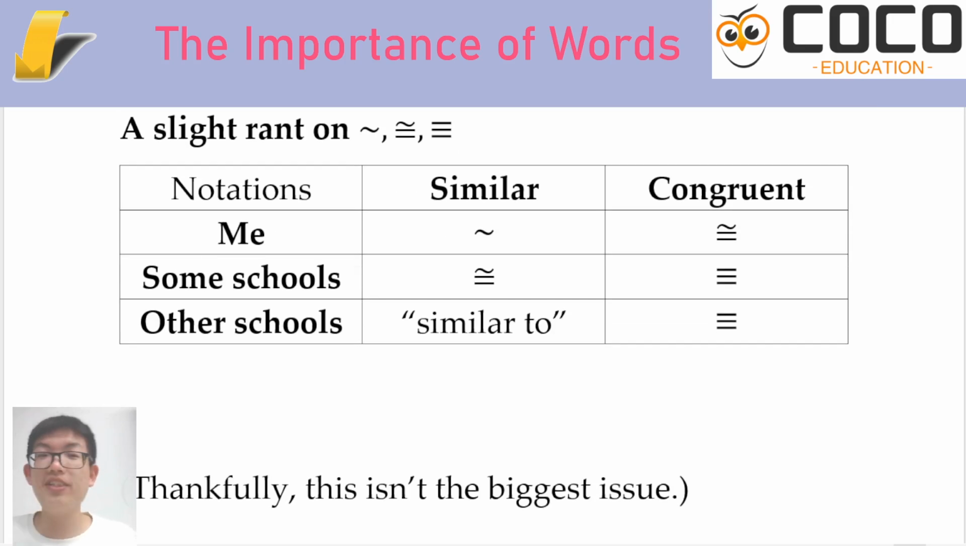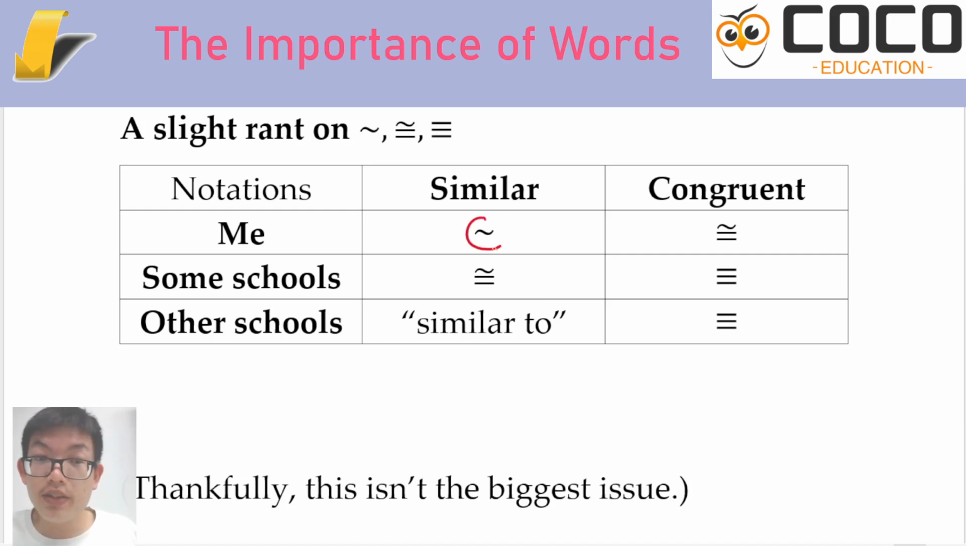Now, first thing, just to get this out of the way, is that I don't mean words because your school or your teacher or I told you you must use certain words. There are some conventions. For example, similar and congruent triangles have been denoted differently by pretty much everyone that I've asked.